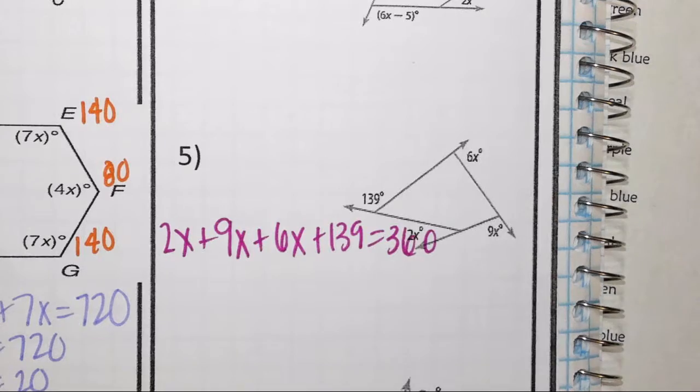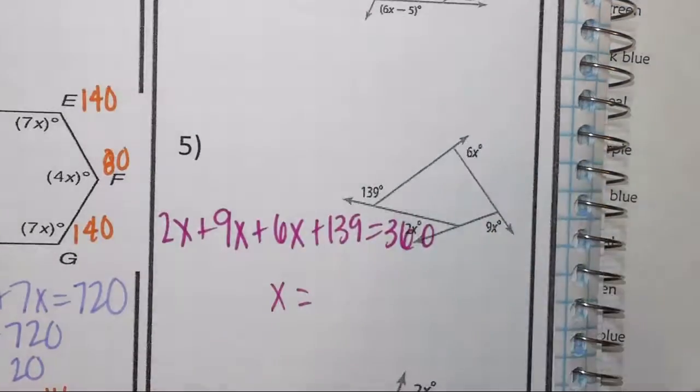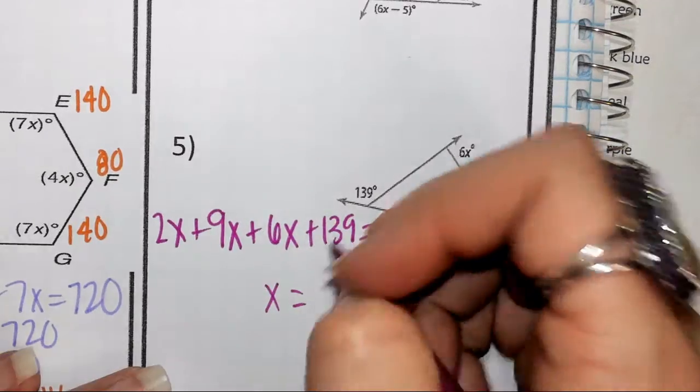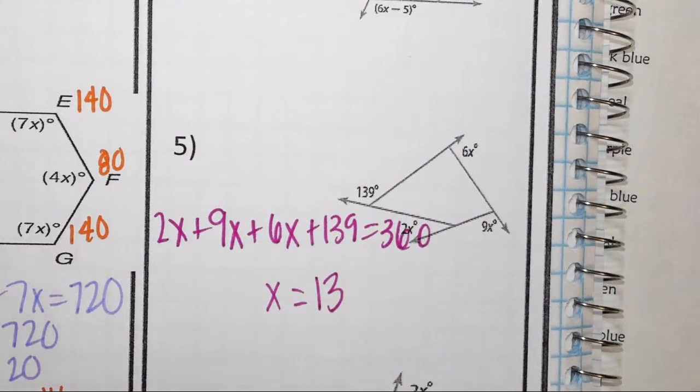Now, Raven, since you did your homework last night, can you tell me what you got for x? 17. I just want x, guys. I just want x. Did everybody get 13? Okay, then what are you going to do with 13? Plug it back in. Do it. Go.